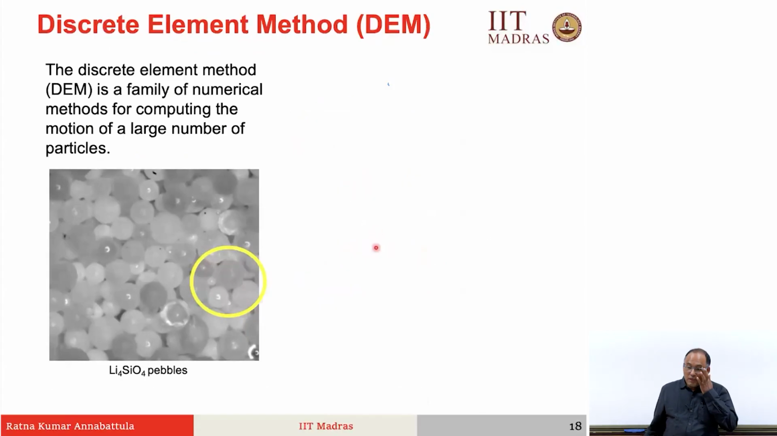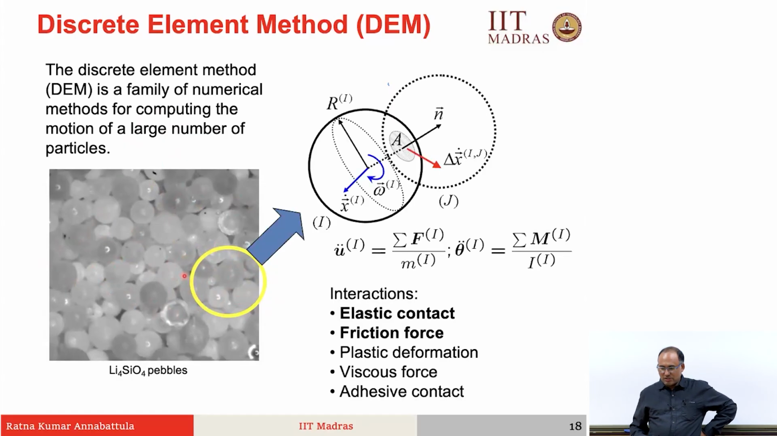All right. So, let us look at this. Let us say you have, as I said, a numerical method, a family of numerical methods for computing the motion of a large granular system. So, you see here some ceramic pebbles which are put in a container. If you have a system like that, let us zoom in to any two particles.